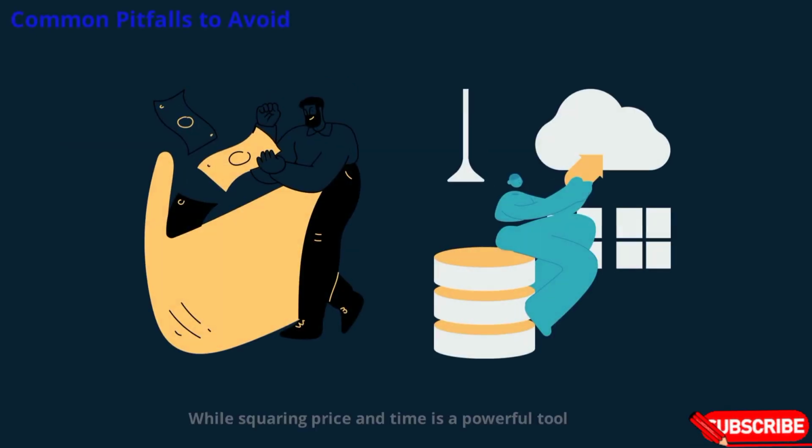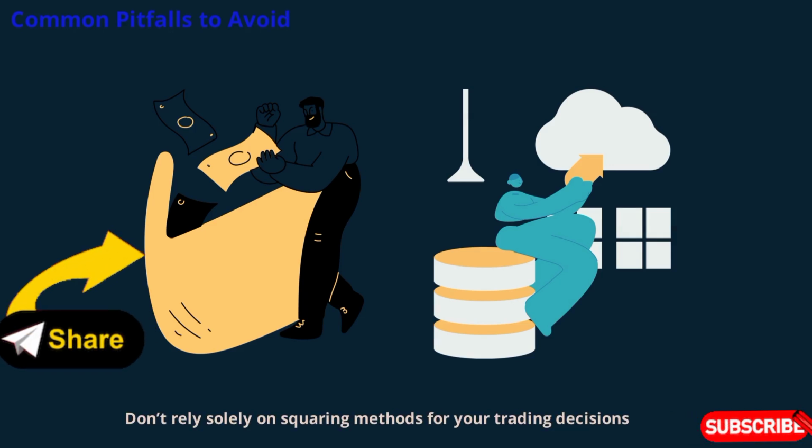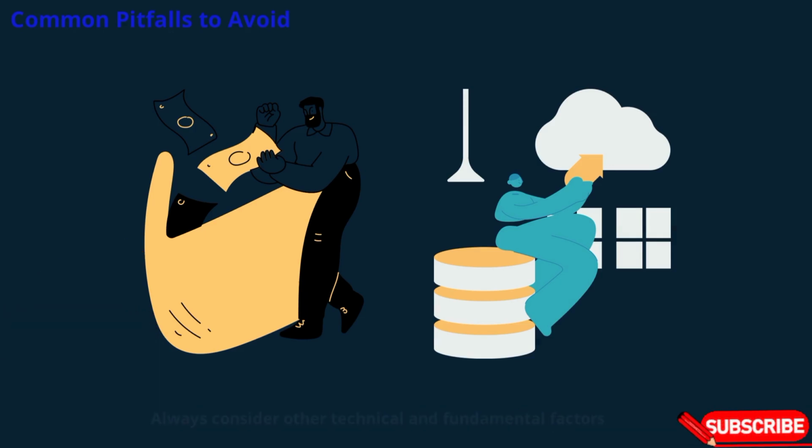While squaring price and time is a powerful tool, it's important to avoid common pitfalls. Don't rely solely on squaring methods for your trading decisions. Always consider other technical and fundamental factors. Be wary of overfitting your analysis to past data, and remember that markets can be unpredictable. Stay flexible and open-minded in your approach.